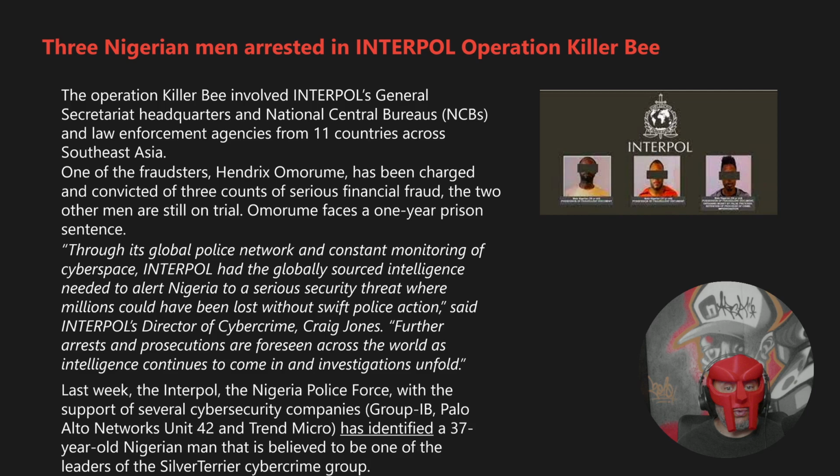Anyway. Last week, Interpol and the Nigeria Police Force, with the support of several cybersecurity companies, Group-IB, Palo Alto Networks Unit 42, and Trend Micro, identified a 37-year-old Nigerian man believed to be one of the leaders of the Silver Terrier cybercrime group.